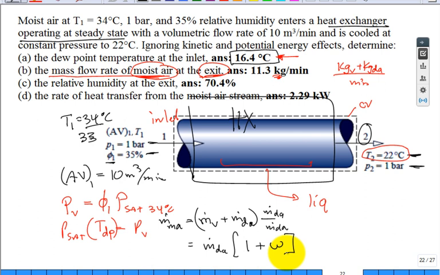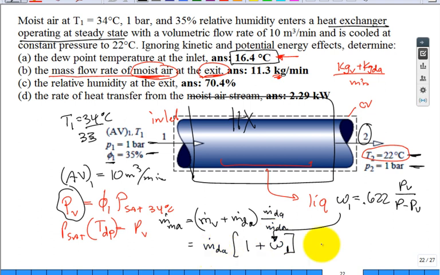Engineers love that term once they get used to it. That's my humidity ratio. So all I have to do is calculate the humidity ratio on the inlet. What's the humidity ratio at the inlet, state one? 0.622 times the partial pressure of the water vapor on the inlet, which we already calculated over here. And then we take P minus PV. And so we calculate omega 1 from the inlet, and then that goes right here.